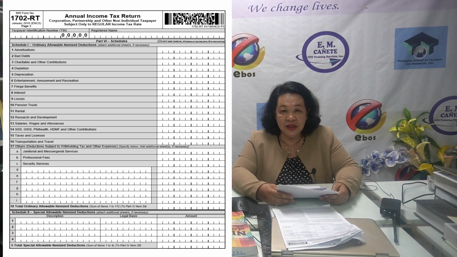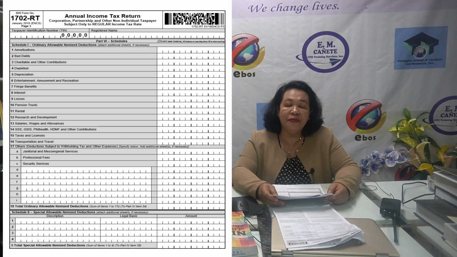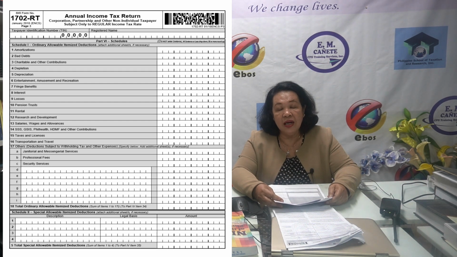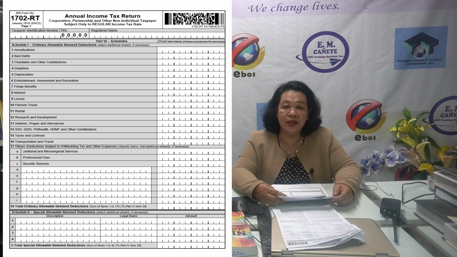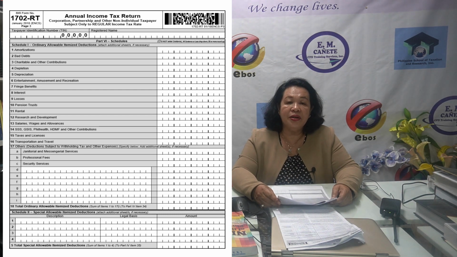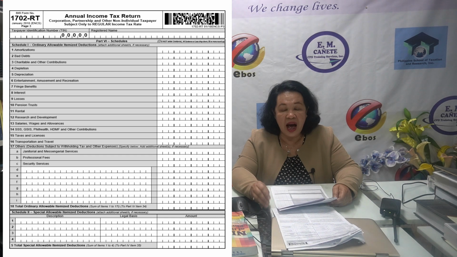Number 2 is bad debts. And what are bad debts? Bad debts are the allowance that you are going to claim if there are uncollected accounts that you cannot really collect because the person that owes or has the account with the company is no longer capable of paying that obligation. So what are you going to do? Claim it as a bad debt. So that bad debt is a deduction from your income.